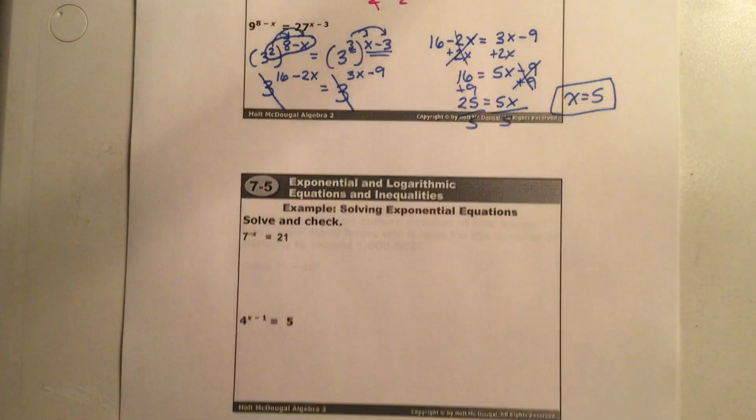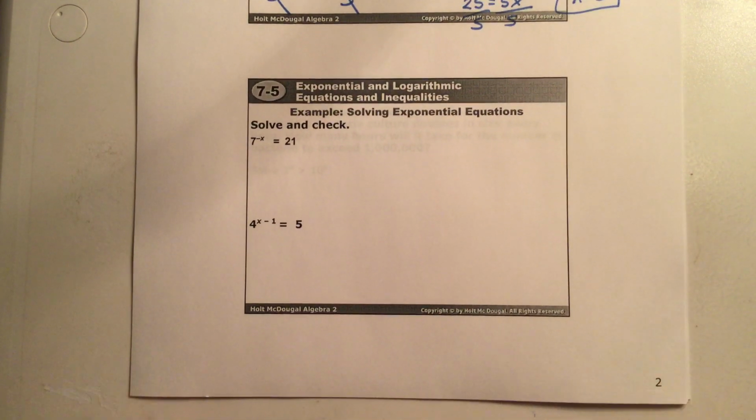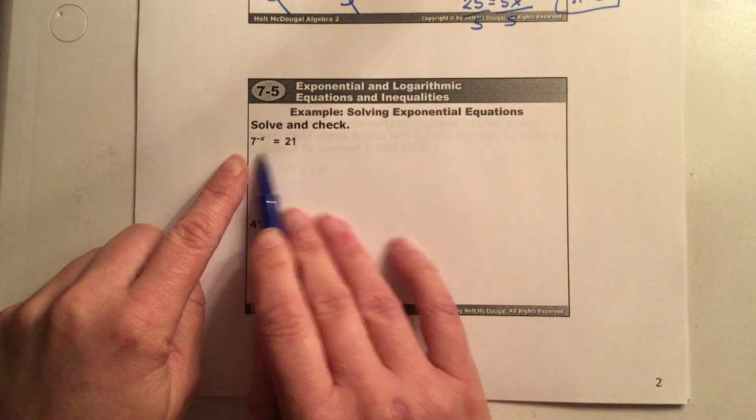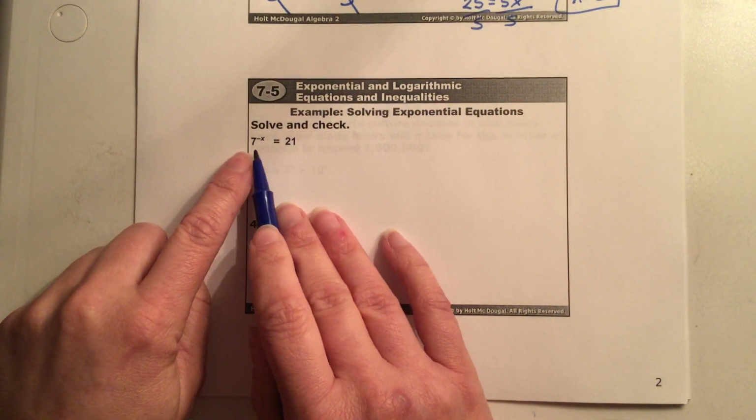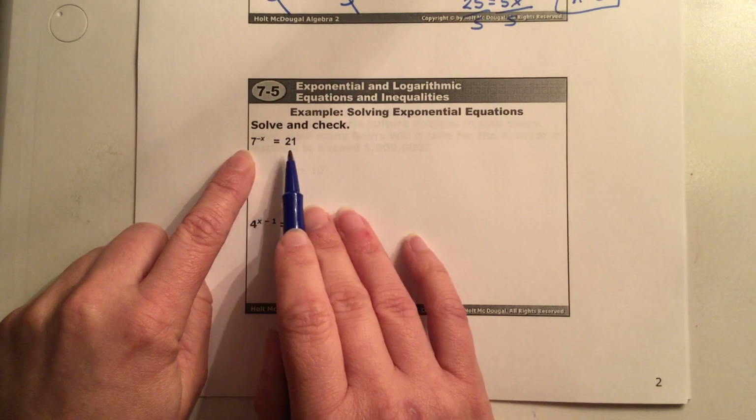Super cool. Now again, that won't always work. That's why they have a step 2, okay? Or you take the log of each side. Now I can't make a common base here. 7 is a prime number, so I can't break that down any further.